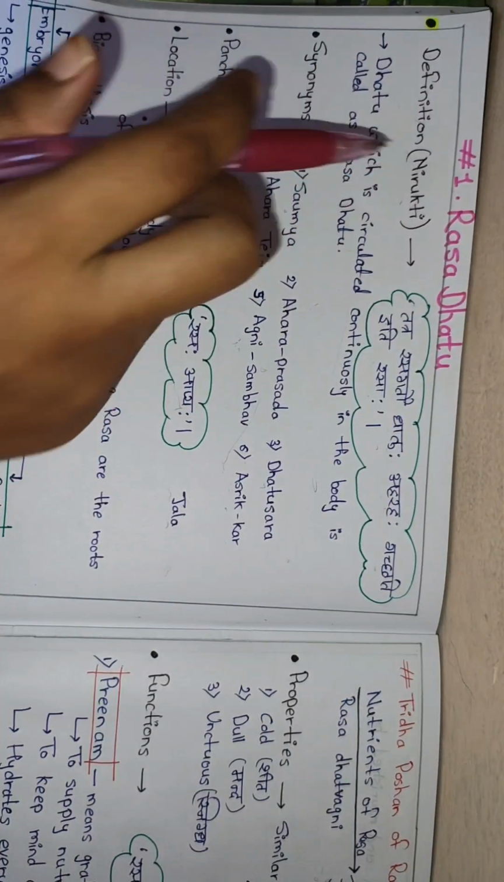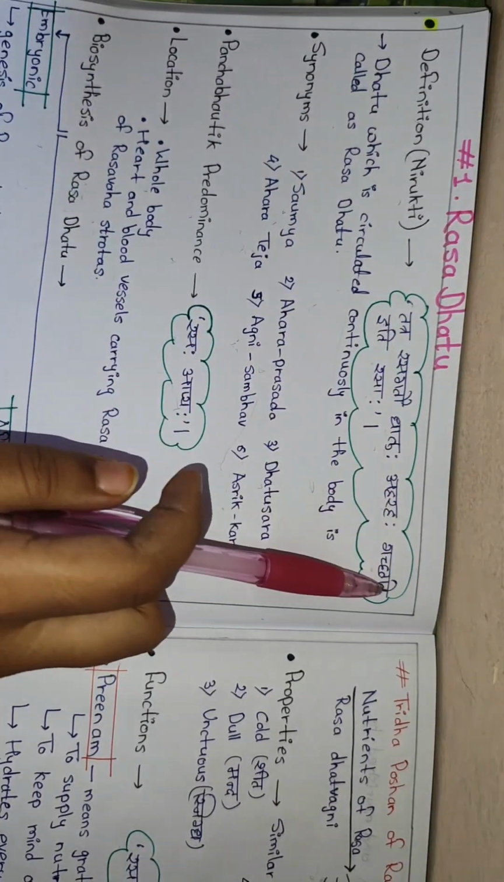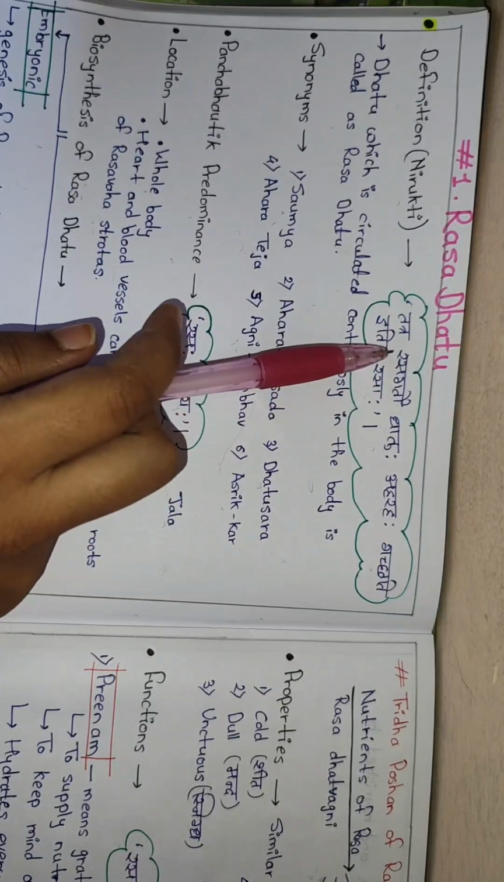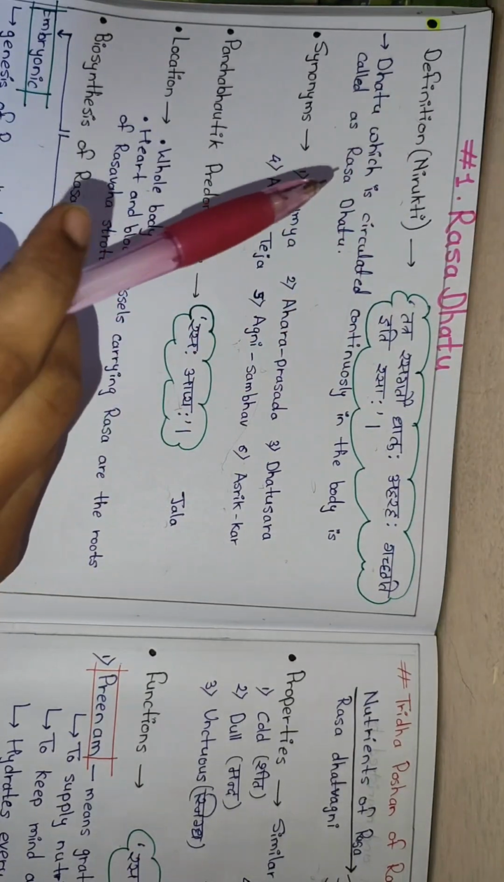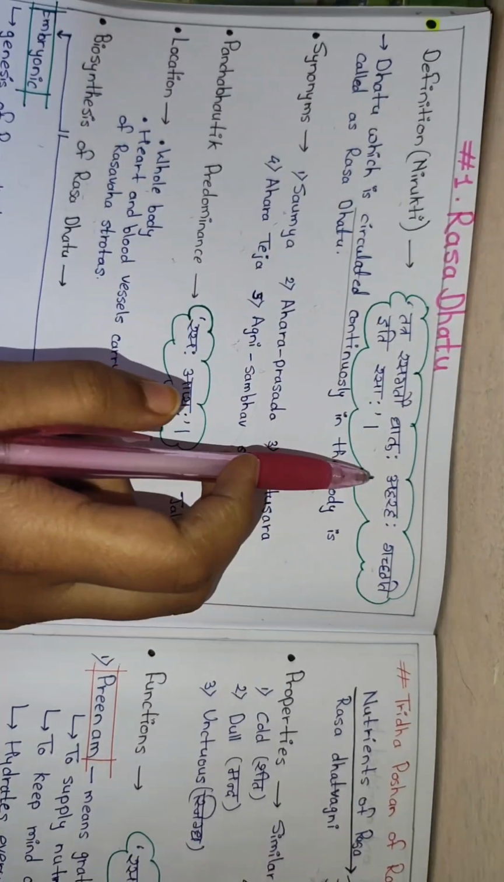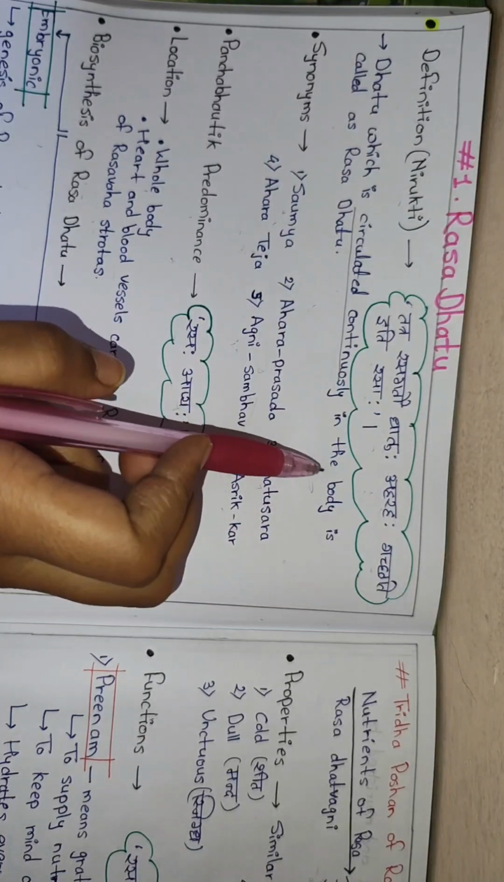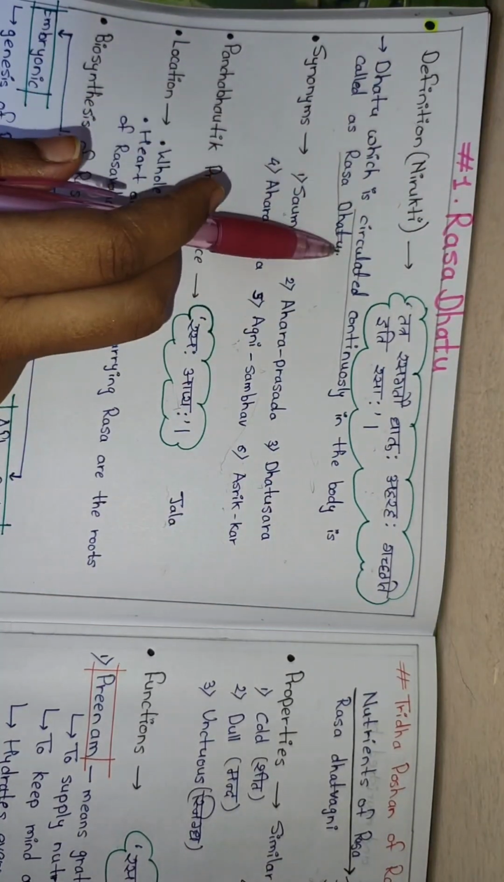It means nirukti. So it says tatra rasa gato dhatuha aharah gacchati iti rasaha. It means that the dhatu which is circulated continuously in the body, and along with it supplies nutrients and fluids to each and every cell of the body, is called as the rasa dhatu.